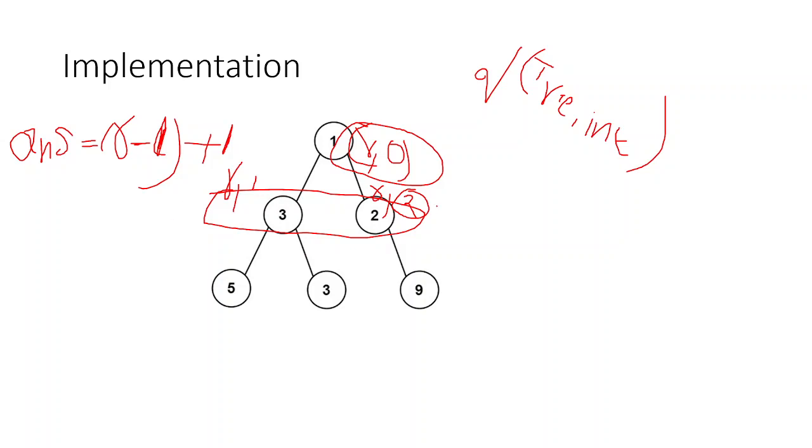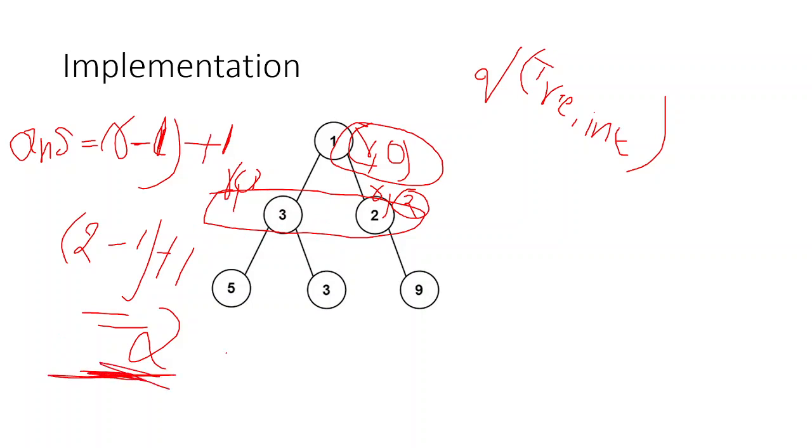For example, in this, the count is 2, right? The rightmost node at this level is 2, right? The count is 2. So what we do is 2 minus 1 plus 1. When you do this, what do we get? We get 2, right? That's the width at that particular level. In this particular level, the width is 2. So that's what we are getting.